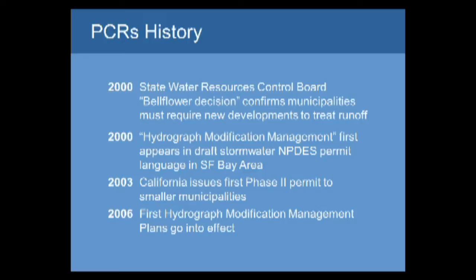During the early 2000s, two things happened. One is the State Water Resources Control Board more or less came out with a decision confirming, yes, municipalities have to require developers and development proposals to treat stormwater before it goes off-site, and they applied specific numeric requirements to the design of facilities to accomplish that treatment. We also had the onset of hydrograph modification management and this idea that the NPDES program was not only going to cover pollutants, but it was going to cover the impacts of increased flows coming off of urbanized areas on streams.